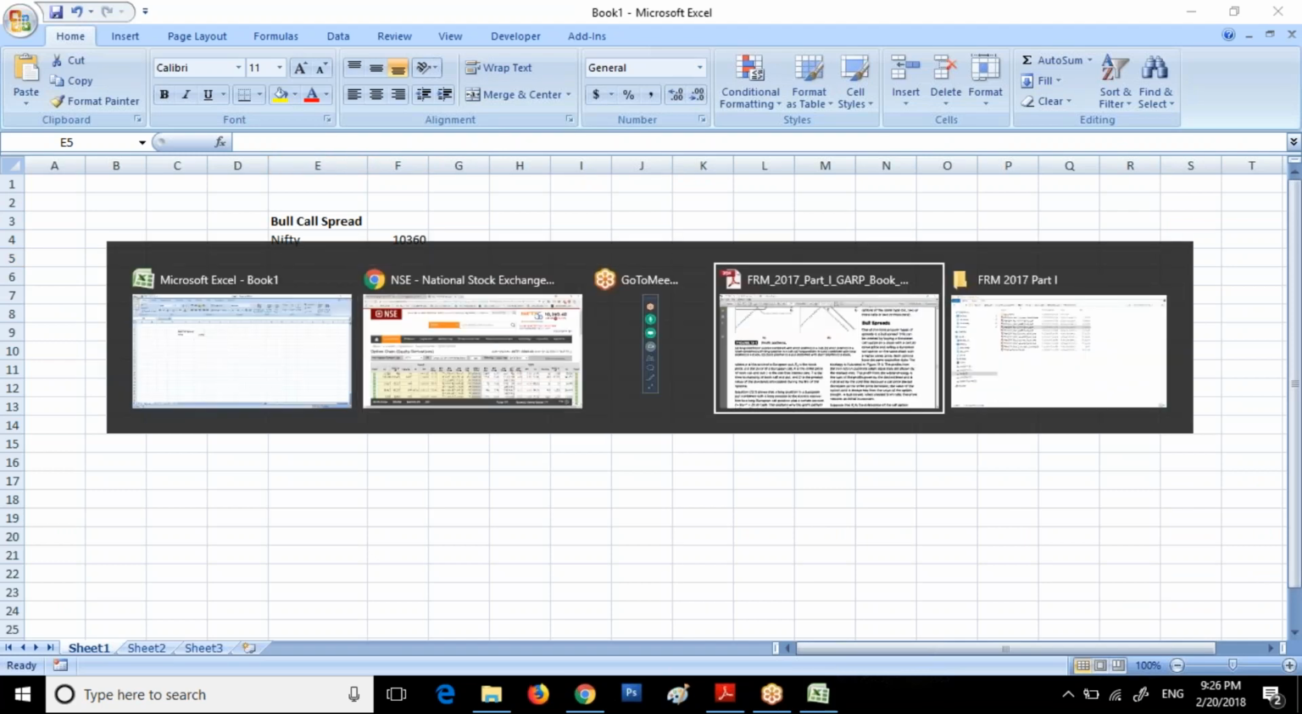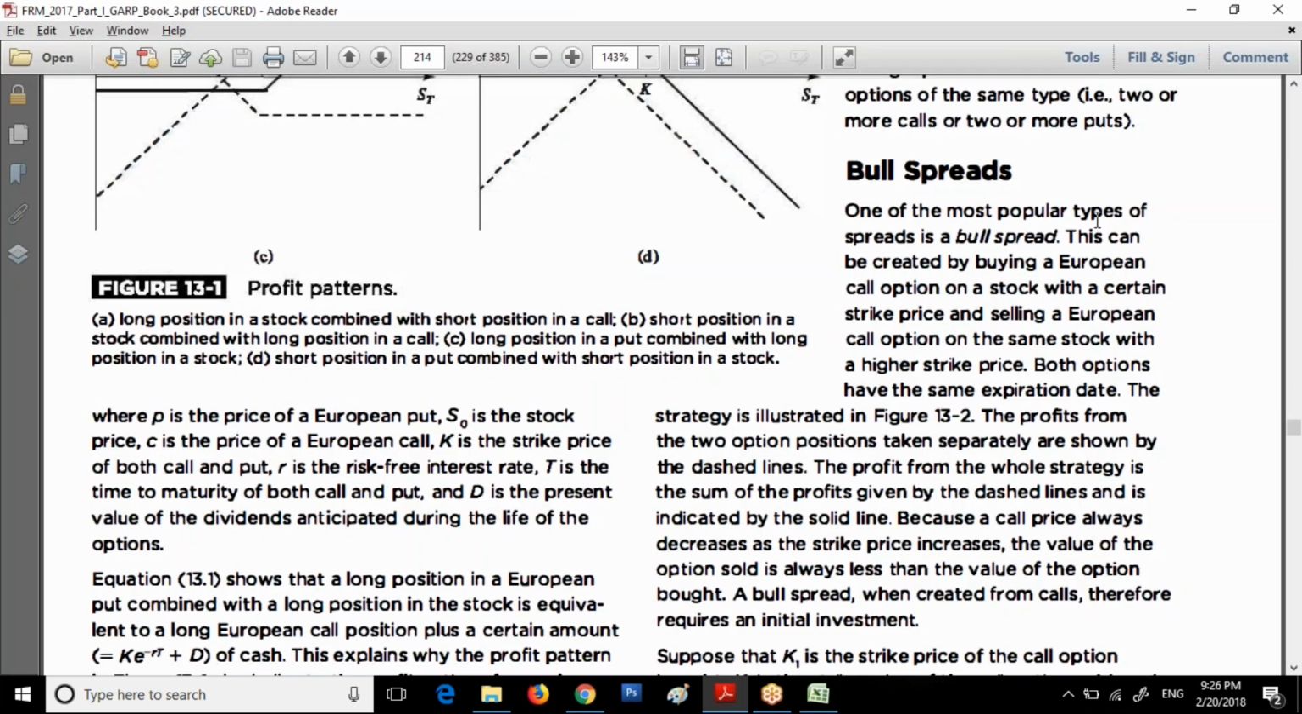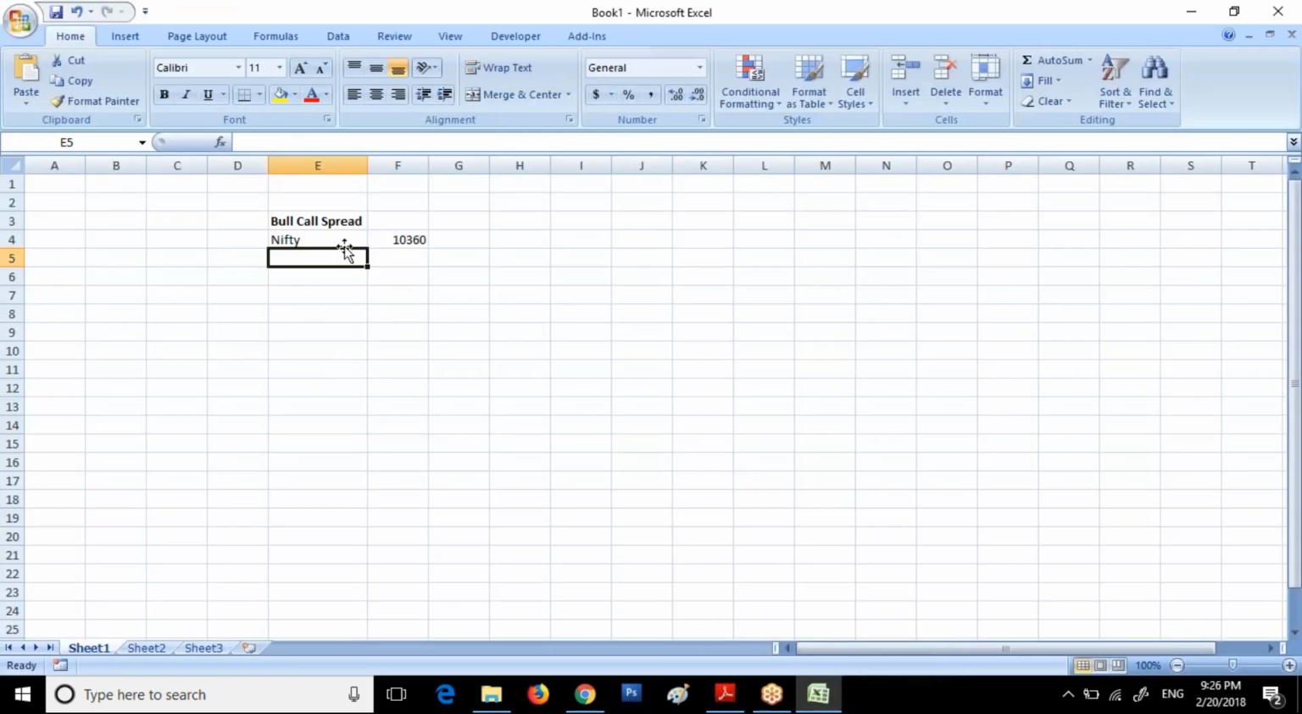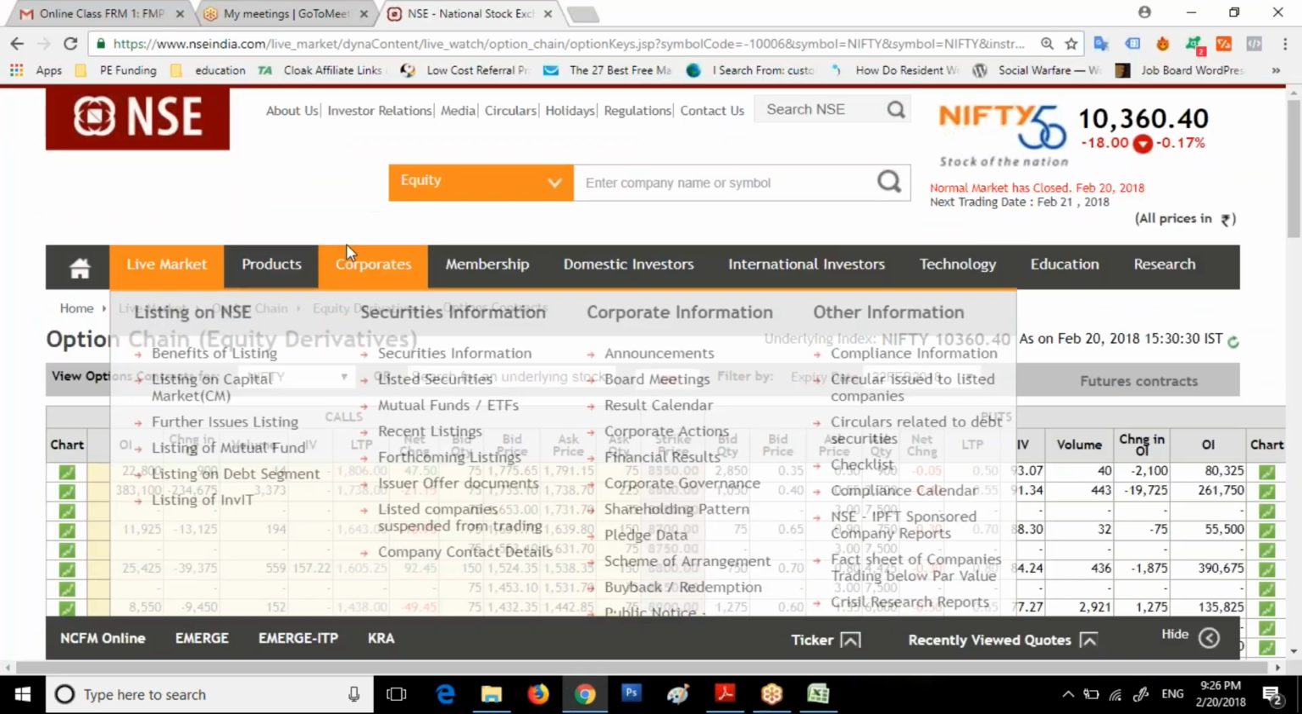And as per the bull call spread theory, it says one of the most popular types of spread is a bull call spread or bull spread, and this can be created by buying a European call option on a stock with a certain strike price and selling a European call option on the same stock with a higher strike price. Okay, so we are buying a lower strike price call and selling an option which is higher in strike price. So instead of taking index, we can take stock also.